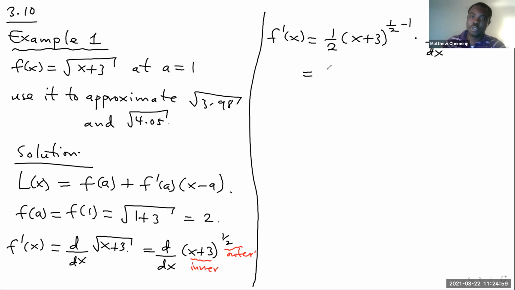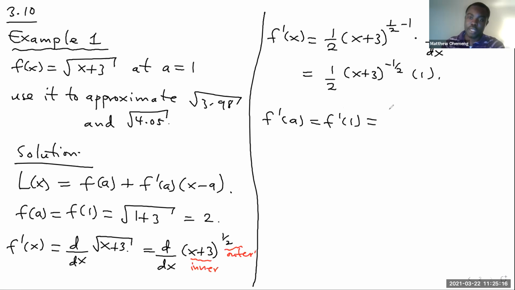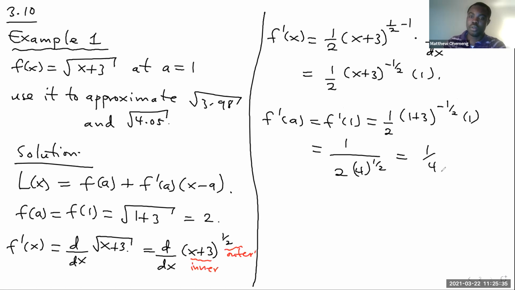So f prime is going to be half times (x plus 3) to the negative half, times 1, right? Now that I have f prime of x, I can obtain the value at a, which is f prime of 1. That will be half times (1 plus 3) to the negative half, times 1. 1 plus 3 is 4, so I have 1 over 2, times 4 to the half. That gives me 1 over 4, because 4 to the half is the square root of 4, which is 2, and 2 times 2 is 4.